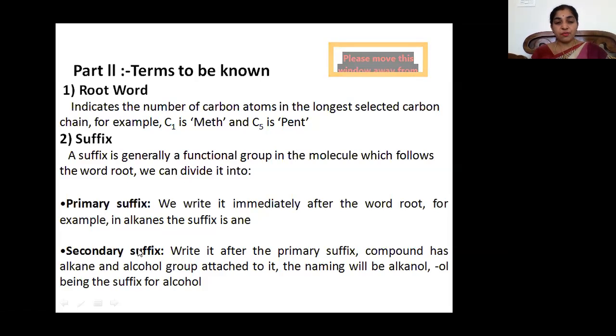The secondary suffix is written after the primary suffix and deals with functional groups like alcohols, aldehydes, ketones, etc. So what we do here is alkanol. Here, for alkane, if an OH group is present, it is alkanol. The letter E is removed and OL is added. OL is added for alcohol. Similarly, AL is added for aldehydes, alkanal. If it is a ketone, instead of E, we add ONE. So functional groups are indicated by the secondary suffix.